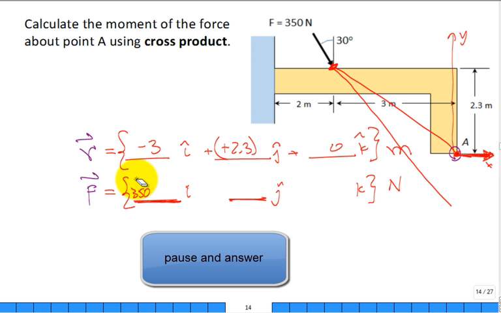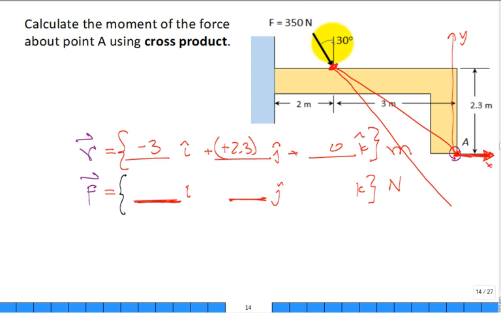350 times something in the I, 350 times something in the J. So let's go ahead and do this. What we want to do is pick off this component in the X and this component in the Y. I'd focus on this right triangle because we're given this angle to be 30 degrees. So it'll be 350 newtons times the sine of 30 in the positive X. And then in the Y, it'll be negative 350 times the cosine of 30 degrees. All right? And then what's it going to be in the K?